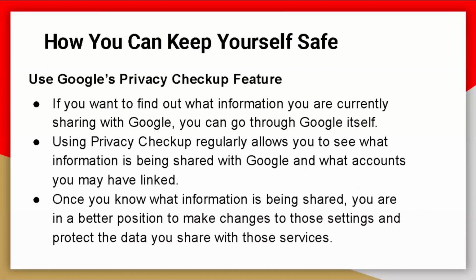Use Google's privacy checkup feature. If you want to find out what information you are currently sharing with Google, you can go through Google itself. Using Privacy Checkup allows you to see what information is being shared with Google and what accounts you may have linked. Once you know what information is being shared, you are in a better position to make changes to those settings and protect the data you share with those services.